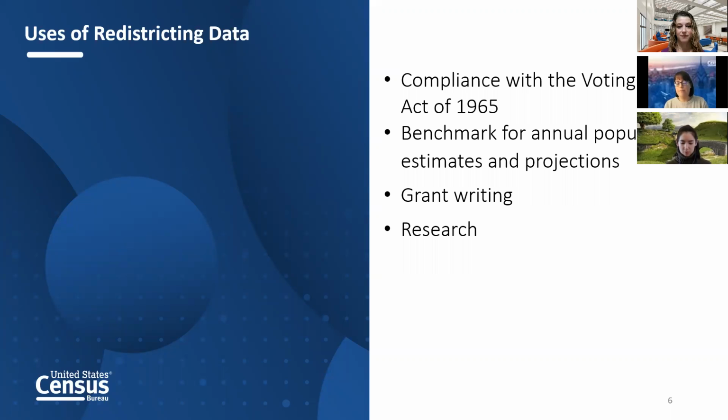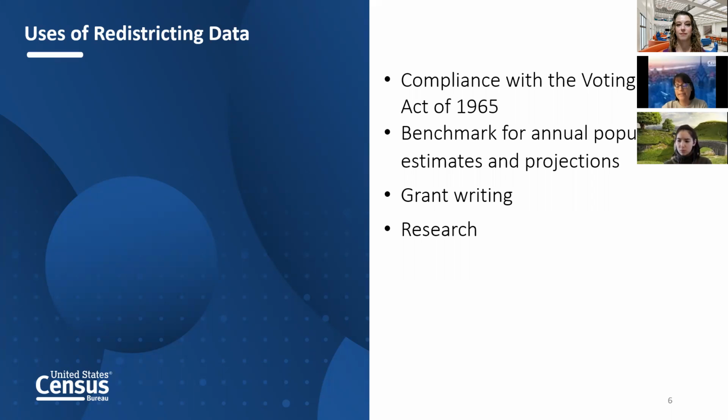But really, the data that we collect every 10 years is used for redistricting the seats in the House of Representatives. We give that information to the states and they do their redistricting. And then there are other reasons why we conduct the decennial census. The data is used for compliance with the Voting Rights Act of 1965. It's used as a benchmark for population estimates and projections. The data can be used in grant writing. It can be used in research. There are many different ways you can use the decennial census.